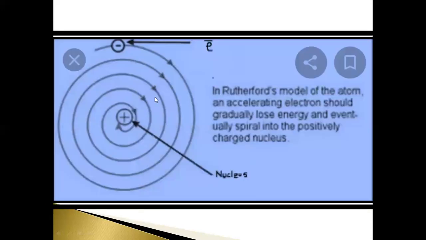You can see he said that the electron will revolve around the nucleus, it will come closer to the nucleus, then closest, and ultimately fall into the nucleus. So if it falls into the nucleus, what will happen? The structure of the atom will collapse or be destroyed.